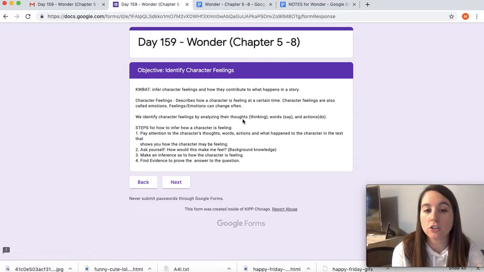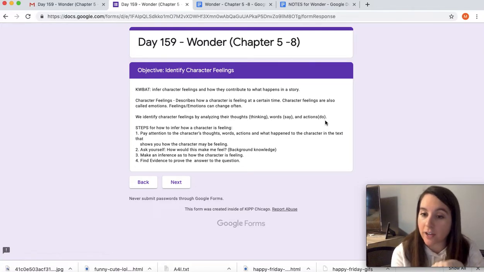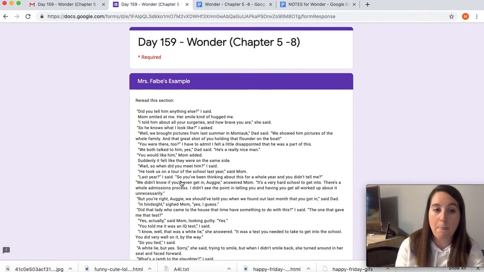So we look at characters' thoughts, what they're thinking, their words, what they say, and their actions, what they do. And those things tell us about how they're feeling. And we can also think about how those things would make us feel. So here are our steps. Pay attention to the character's thoughts, words, and actions, and what happened to the character in that text. And that shows you what the character might be feeling. Ask yourself, how would this make me feel? Make an inference about how the character is feeling, and then always find your evidence to support your answer. So we will practice this together today.